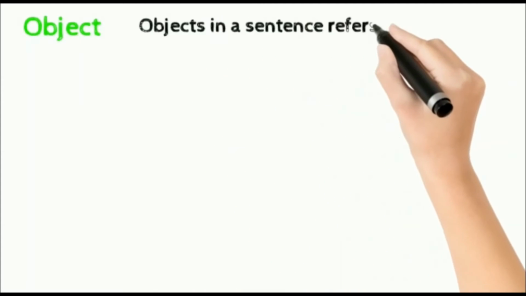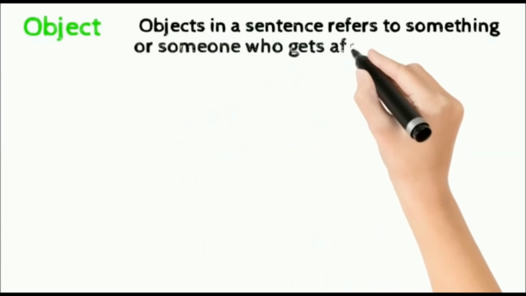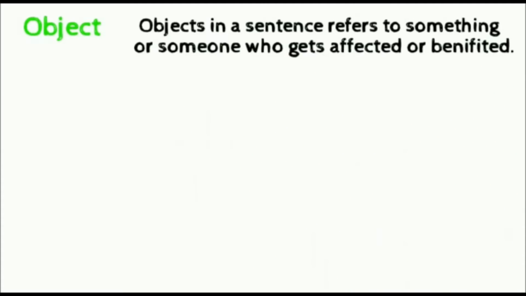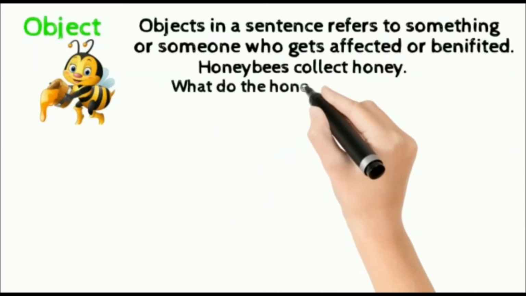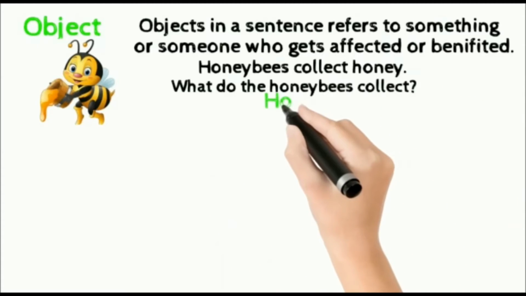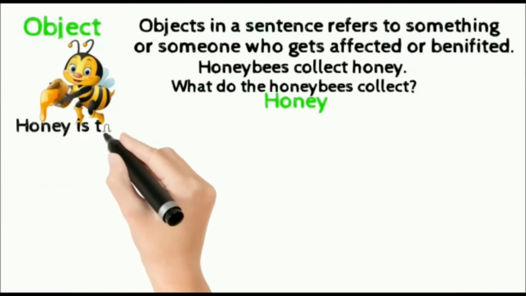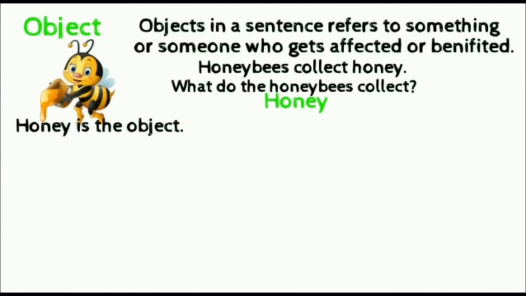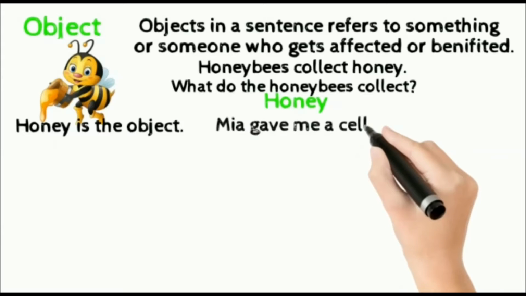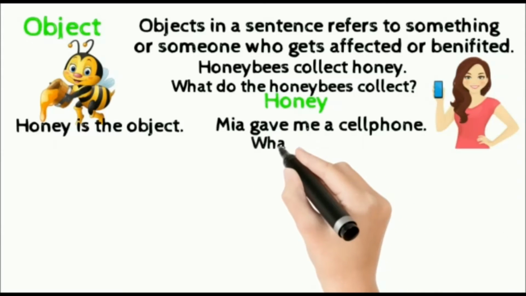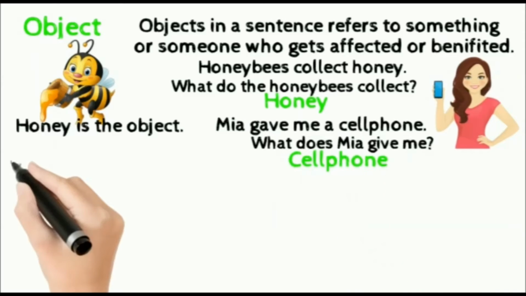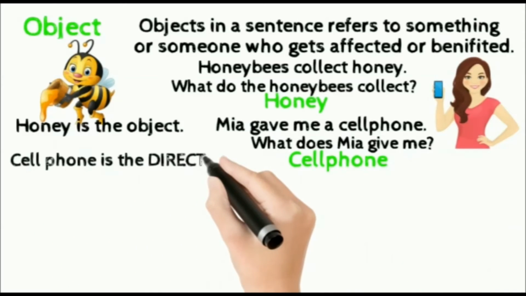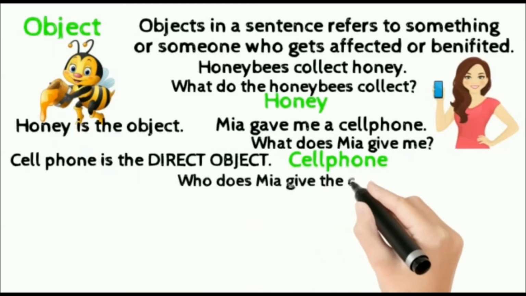Here we are going to discuss the object. Objects in a sentence refer to something or someone who gets affected or benefited. First example is, honeybees collect honey. What do honeybees collect? Honey. So honey is the object in the sentence. Mia gave me a cell phone. What does Mia give me? Cell phone. Cell phone is the object in this sentence and it is a direct object.